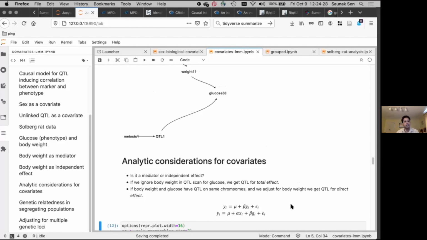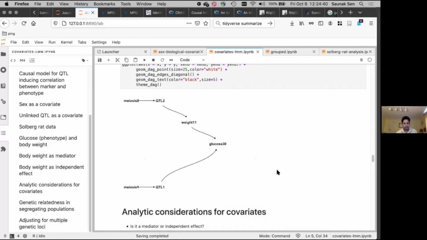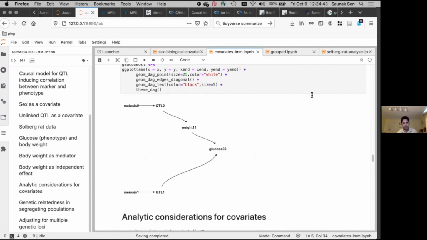It's not always true that if you have another variable that appears to be causally connected, that you should adjust for it. I think that's the main message. I would say that if you have body weight and glucose, it doesn't mean that you have to adjust for body weight. There is a case for not adjusting for weight.